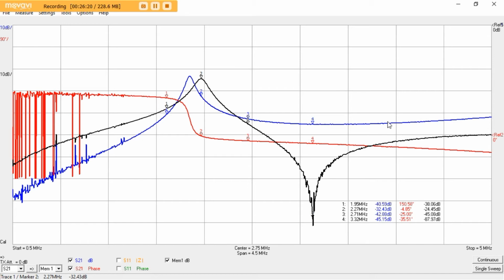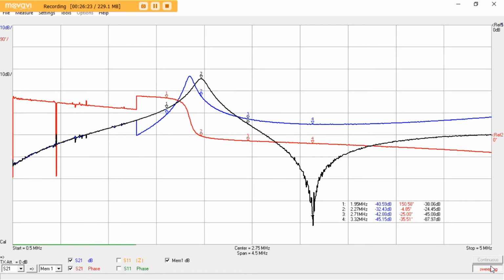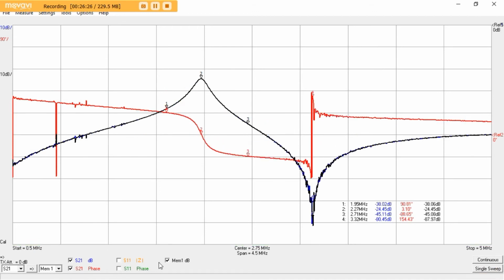Going back to 3 turns, which is where we started, almost back to exactly the same as where we were. So changing the turns of the primary makes considerable difference to this mode here, what we're calling the parallel mode, and that appears to be coming primarily, or have very, very strong influence, from the primary circuit.